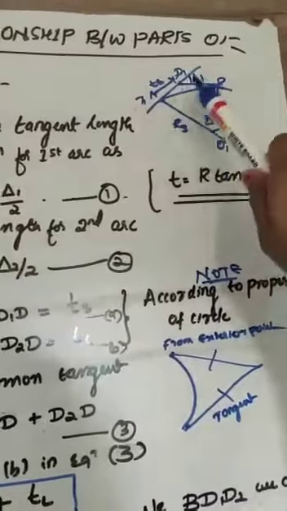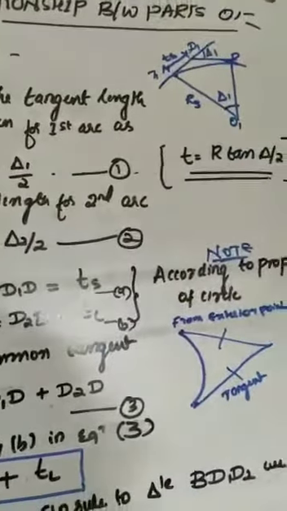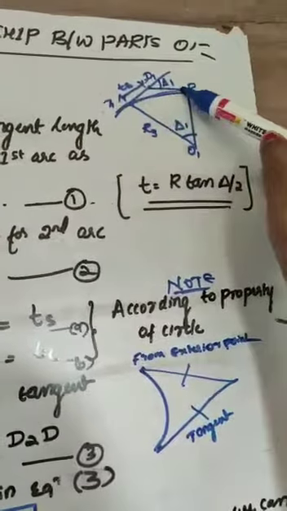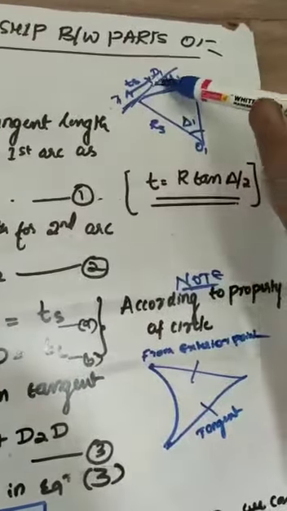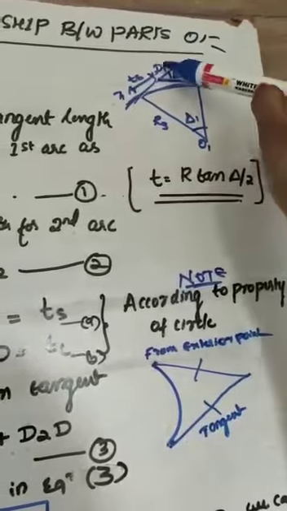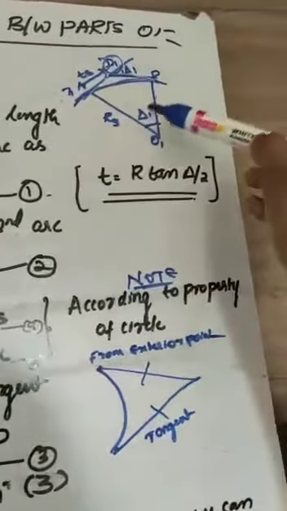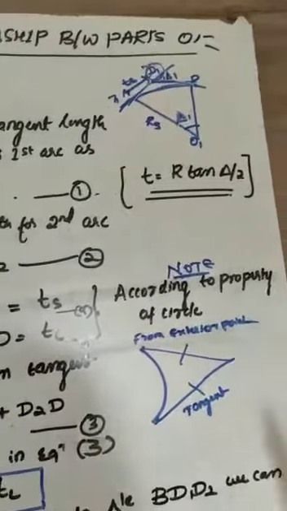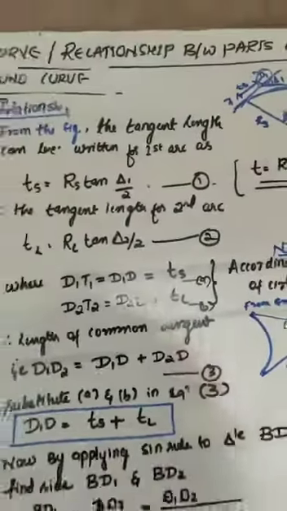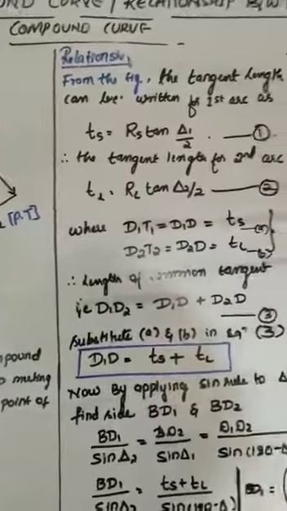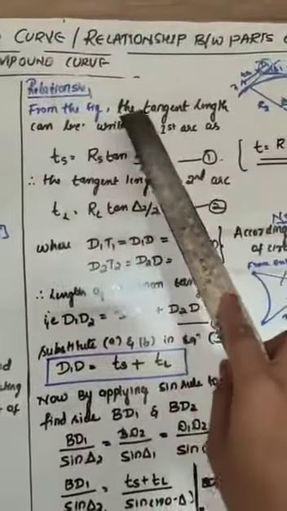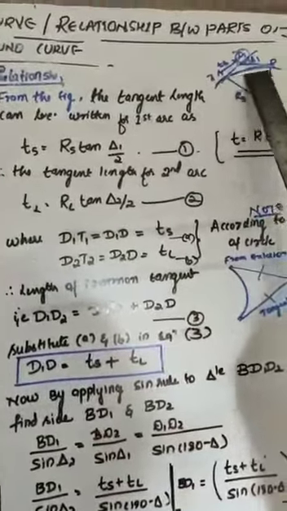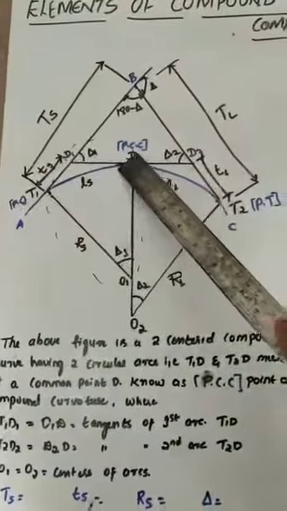Diagram. So this is also a type of curve. You can observe this curve, and for this curve, these two tangents meet at a point D1, and D1 is the point of intersection, and delta is the deflection angle, where O1 is the center of the circle and R is the radius. So from the figure, the tangent length can be written for the first arc, that is only this portion I am writing.